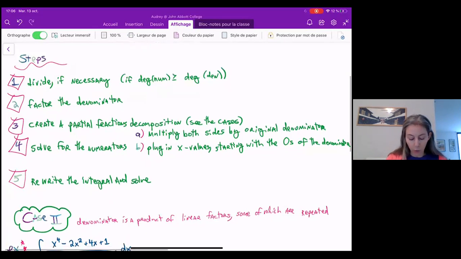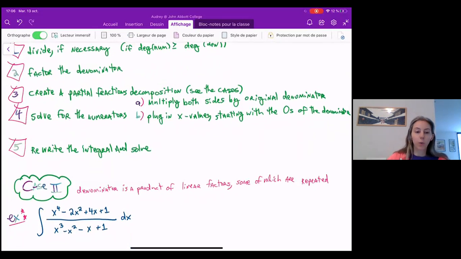Today we're going to look at case 2. Case 2 is what happens when the denominator is a product of linear factors, some of which are repeated. So in this case, I could have not just x plus 2, but x plus 2 squared or x plus 2 cubed. The way that we're going to look at this, we're just going to start doing a problem and we're going to follow those steps.